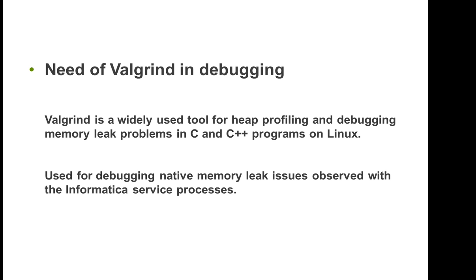Valgrind is a widely used tool for heap profiling and debugging memory leak problems in C and C++ programs on Linux. In customer support, we make use of Valgrind tool for identifying memory leak issues reported on Informatica service process. Though I am not discussing how to debug a memory leak in this session, the purpose of this session is to take you through the steps to configure Valgrind tool for PowerCenter services, as this itself is a laborious task to do.